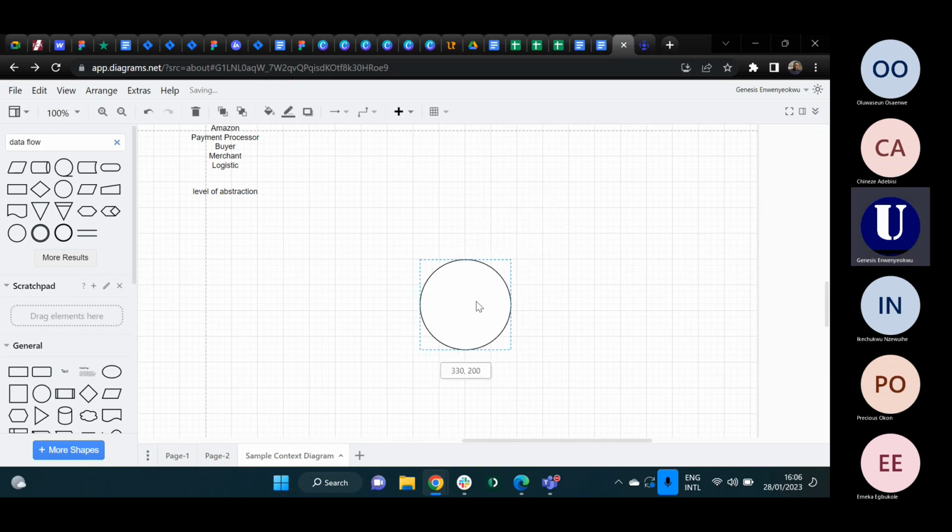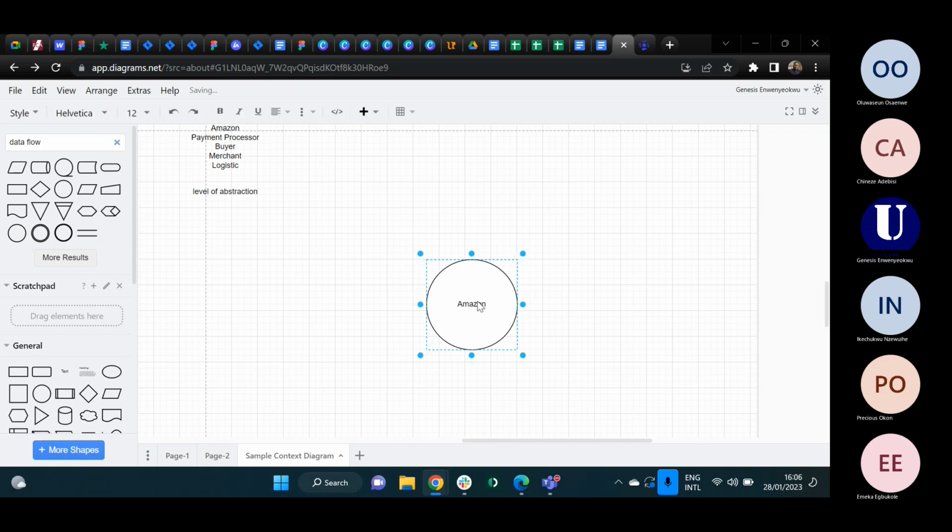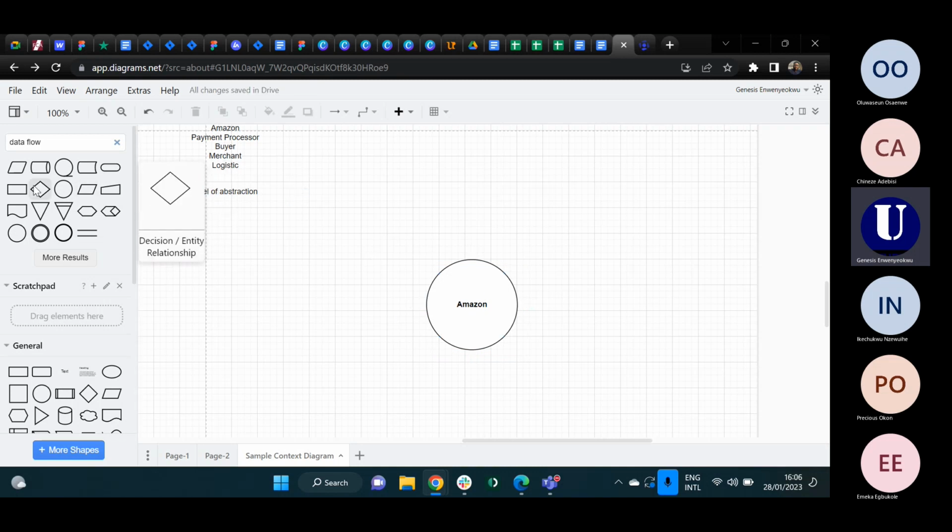So let's say this is Amazon. Let's take this to be Amazon, right? So this is the Amazon system, the application itself. Now, for other systems, external entities, we use the rectangle to represent external entities. Now, who are the various external entities that interact with Amazon?